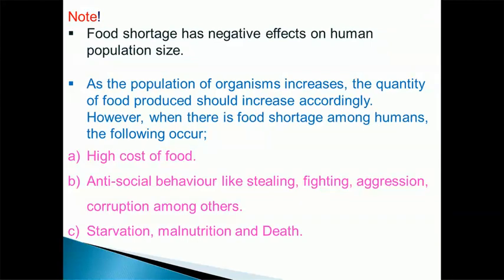The second point is that it leads to antisocial behavior. People begin to steal food from one another. They fight to get food. They are so aggressive. It can even lead to corruption, but they can do anything just to have food on their tables or in their bellies, as the case may be. And then the last point here is that it can lead to starvation, malnourishment, malnutrition, and death, of course.